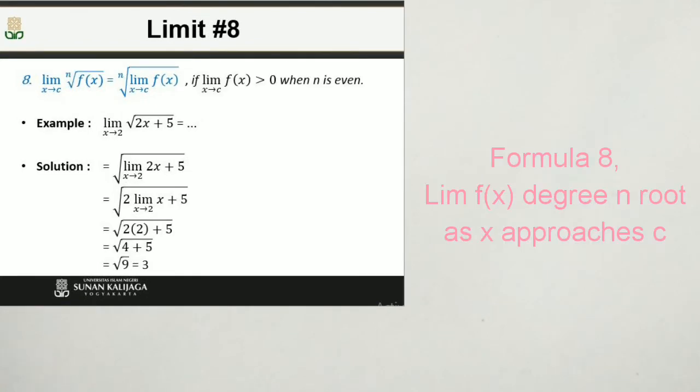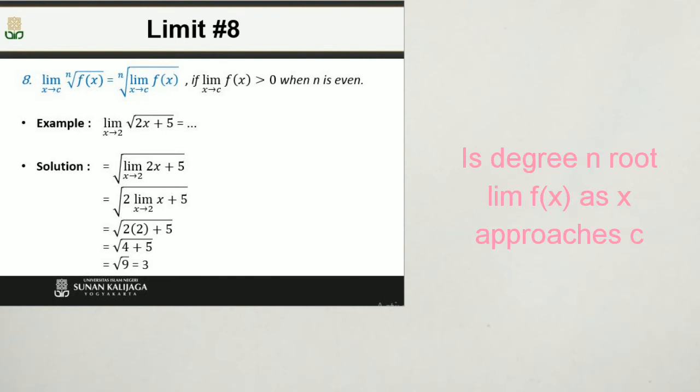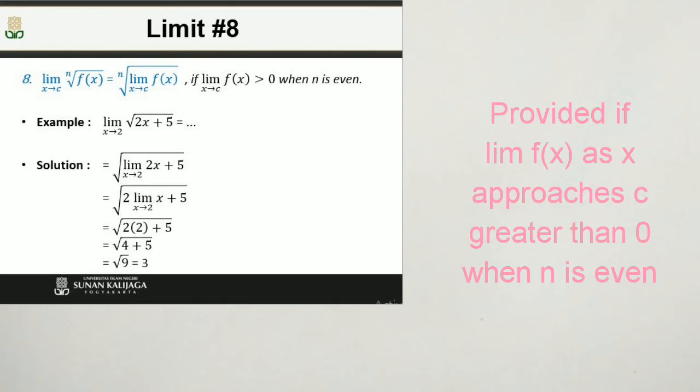Formula 8, limit of the nth root of f(x) as x approaches c is the nth root of limit of f(x) as x approaches c. Provided that limit of f(x) as x approaches c is greater than 0 when n is even.